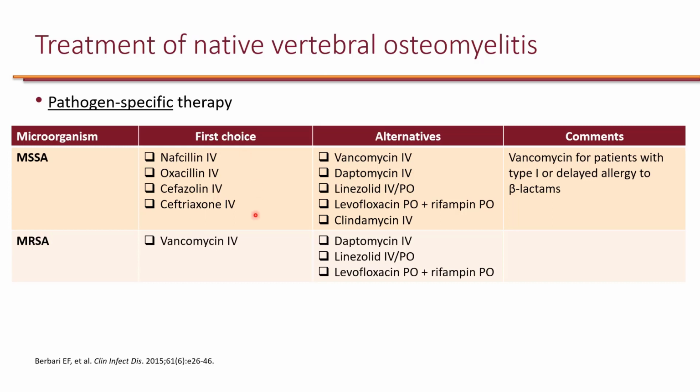Alternatively, if the patient cannot tolerate the first choice, the alternative recommendations are vancomycin, daptomycin, linezolid, levofloxacin plus rifampin, as well as clindamycin. And these are alternatives because the first choices are more effective as well as safer. Now, the reason levofloxacin and rifampin is a two-drug combination is because that is how this combination was studied in clinical study. Now, for MSSA specifically, beta-lactams are superior to vancomycin, so it's always important to not use vancomycin for MSSA unless the patient had severe type 1 beta-lactam allergy, because by far beta-lactams are superior in eradicating MSSA.